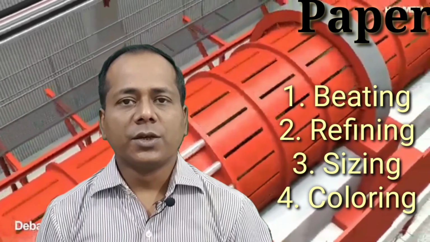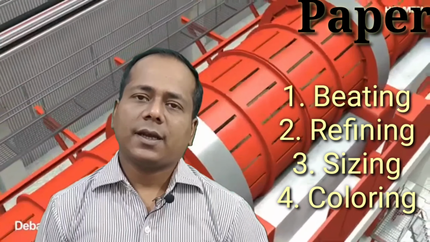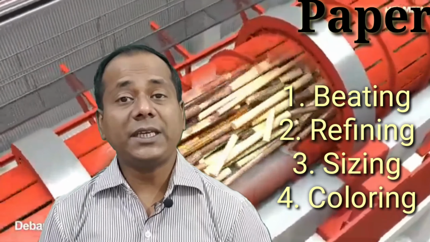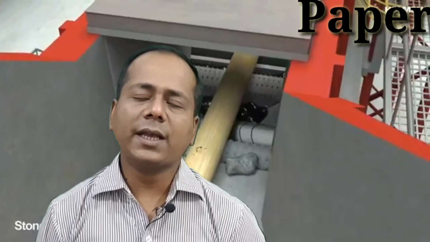My dear students, now describe the principle of manufacturing of paper from pulp. Manufacturing of paper from pulp is done in 4 steps. They are beating, refining, sizing and coloring. Now what is beating? The homogeneous pulp is passed into a beater machine which has bar, roll, backplate. Pulp is given the shape of a sheet by beating mechanically.